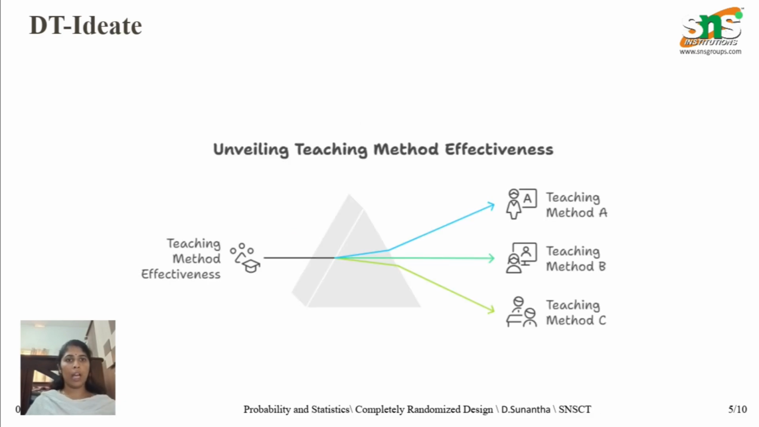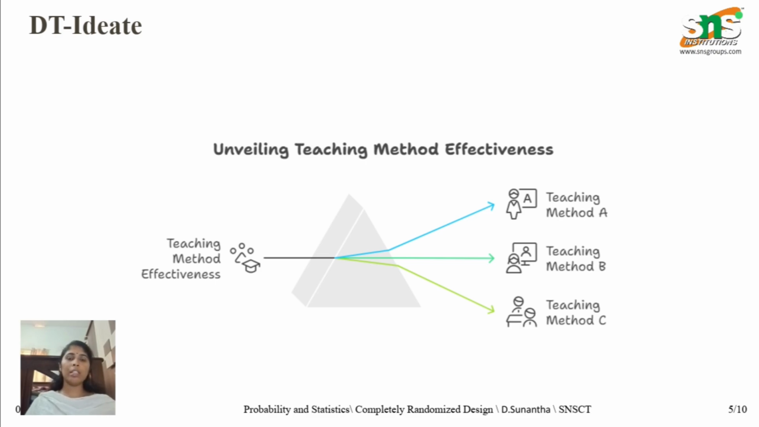The next is the ideate part. Here we can see what we are going to identify. Now let's design the experiment. The first step is to identify how many treatments there are. Here we have only one factor, which is teaching methodologies, to see the variances in teaching methodology. Totally there are three teaching methodologies: A, B and C.